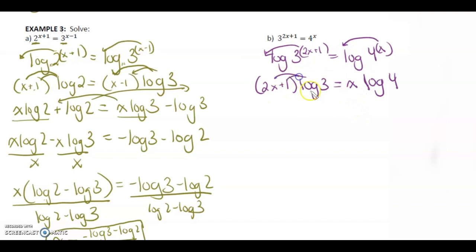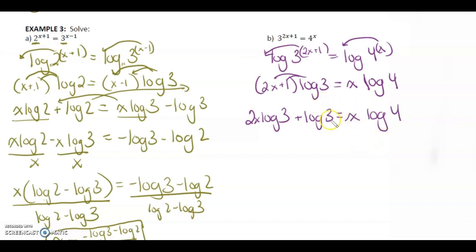Let's go ahead and distribute the log 3 into the bracket. We get 2x log 3. Do not multiply the 2 and the 3. This log is basically an operation, so the log 3 has to stick together, like log 3 is a single number. And then we have plus log 3 equals x log 4.